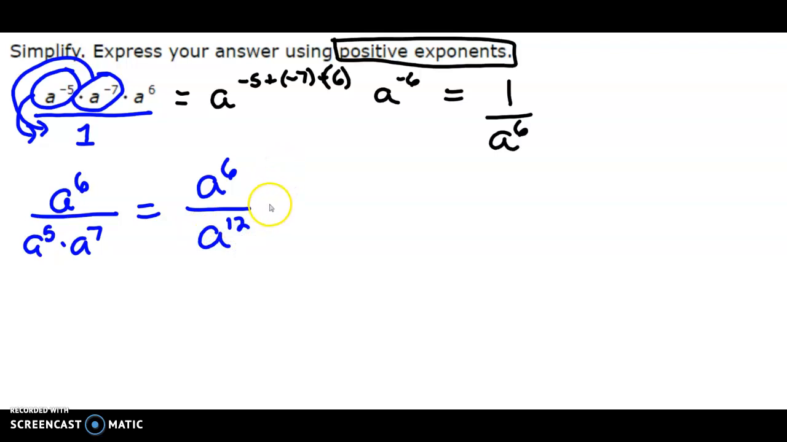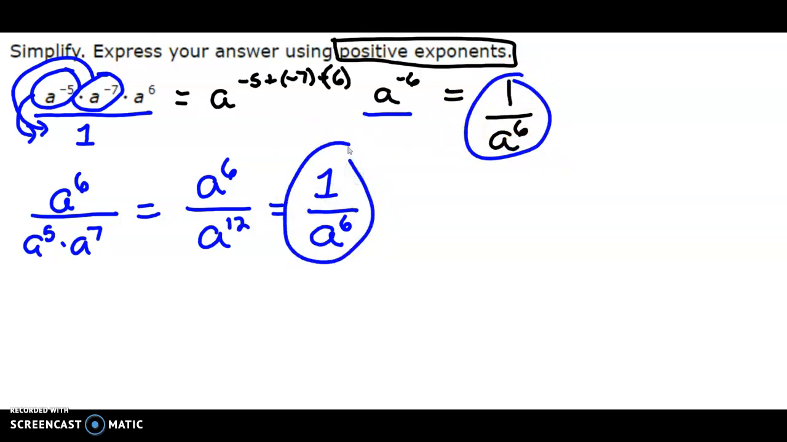And then again, there's two ways that we could do this. If we use subtraction, because division of two numbers with the same base, we subtract the exponents. 6 minus 12 equals negative 6. So this would become a to the negative 6th, which is 1 over a to the 6th. But I prefer to look at it this way. There are 12 a's on the bottom and 6 on top. Therefore, there are more a's on the bottom, in fact, 6 more. So it's a to the 6th on the bottom. Since we're left with nothing on top, there's always that 1, and hence we get the same answer, 1 over a to the positive 6th.